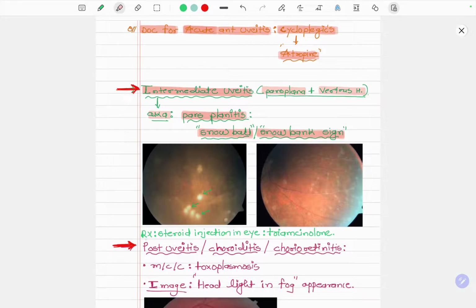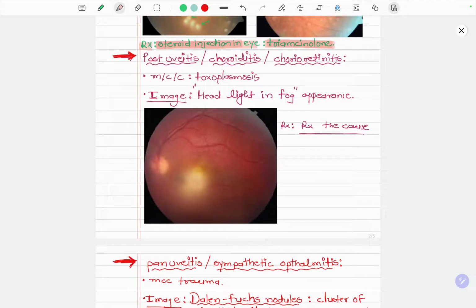Now the treatment of intermediate uveitis. It is not superficial, so we cannot use topical medication, right? We have to penetrate inside, so we will use a steroid injection in the eye, specifically triamcinolone. So the treatment of intermediate uveitis is injection of steroid, triamcinolone.